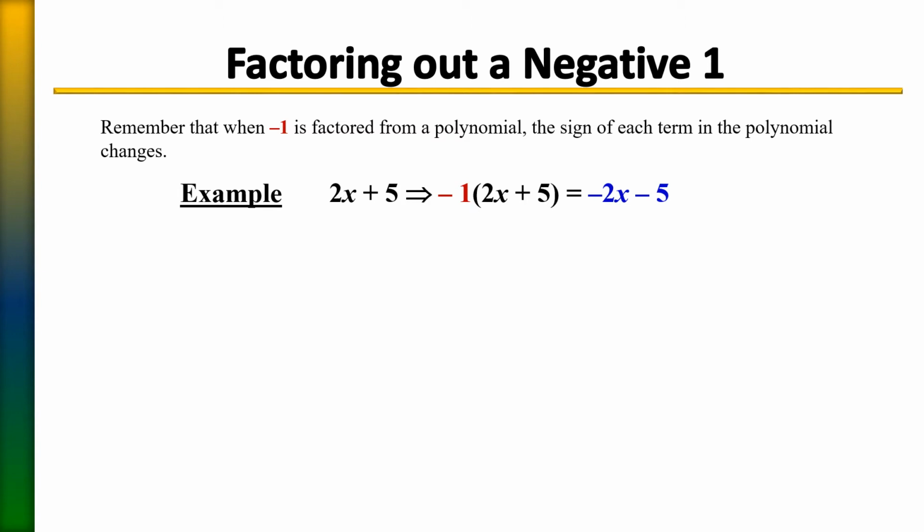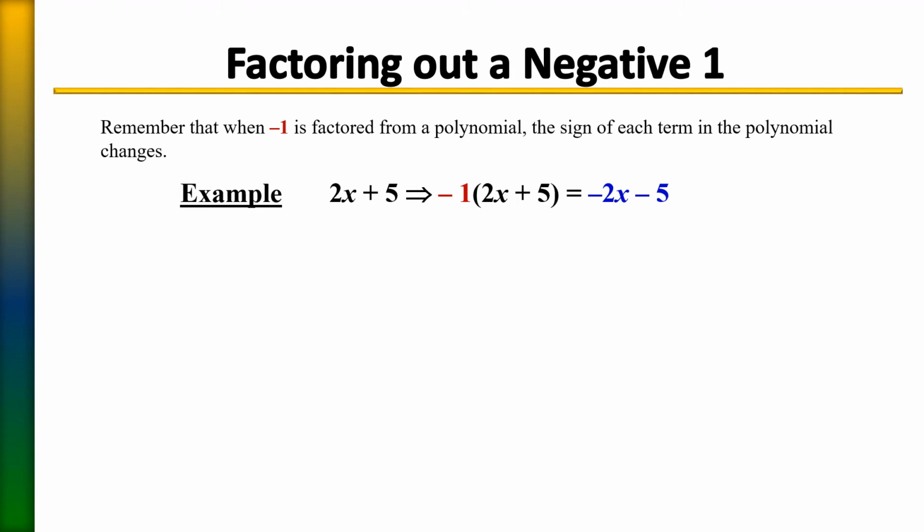It makes it its complete opposite. In this example on the screen, we have 2x plus 5. If we were to factor out a negative 1 from 2x plus 5, we wind up with the very opposite: negative 2x minus 5. Notice if you do the distributive property, that's what you wind up with, because negative 1 times 2x equals negative 2x, and negative 1 times positive 5 is negative 5. That's what a negative does to anything. It makes it its complete opposite.